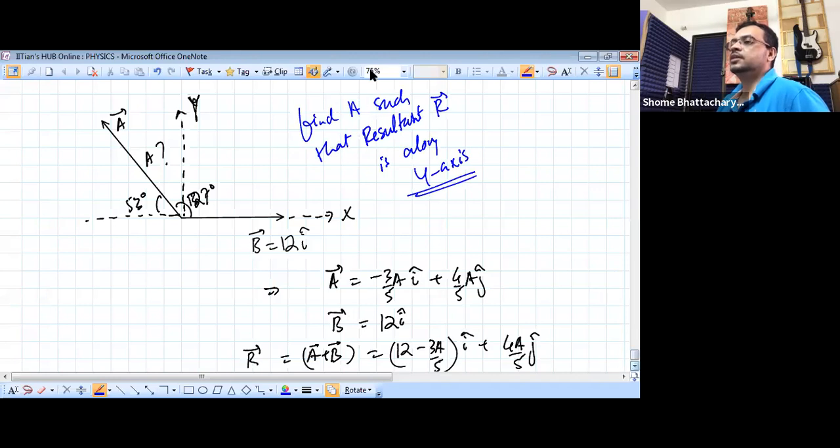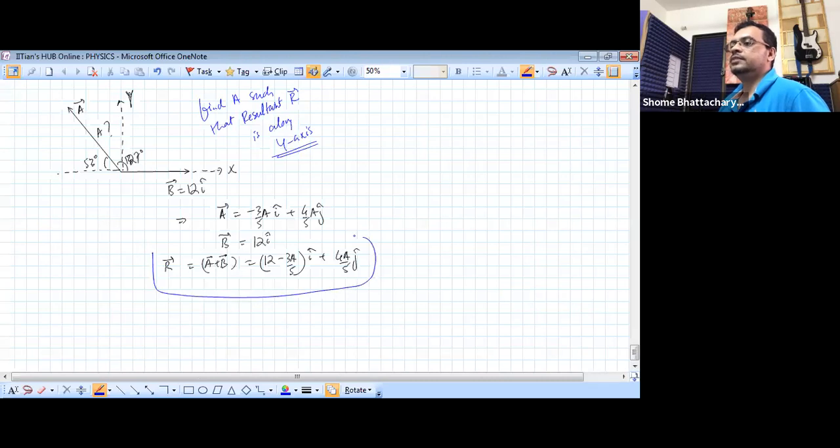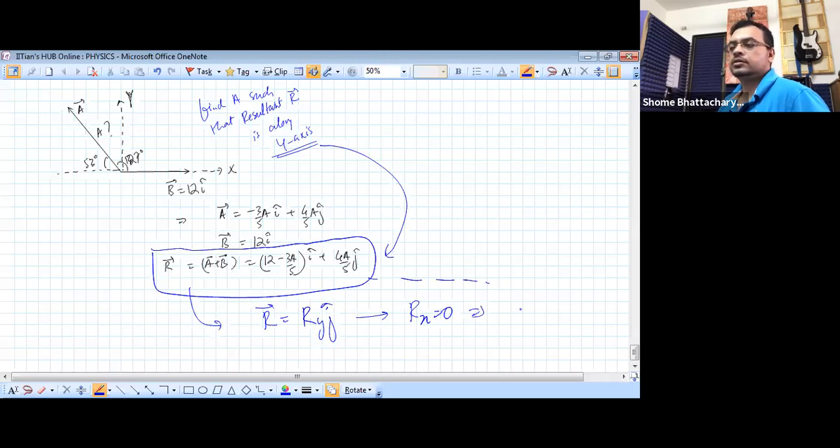So what does this statement mean? If the resultant is along the y-axis, this resultant should be of the type only some component J cap. So the resultant's x component should be 0. Now what is the resultant's x component over here? That is nothing but 12 minus 3A by 5. So that should be 0. So the magnitude of A should be 20. Okay, so that is the solution to this question.